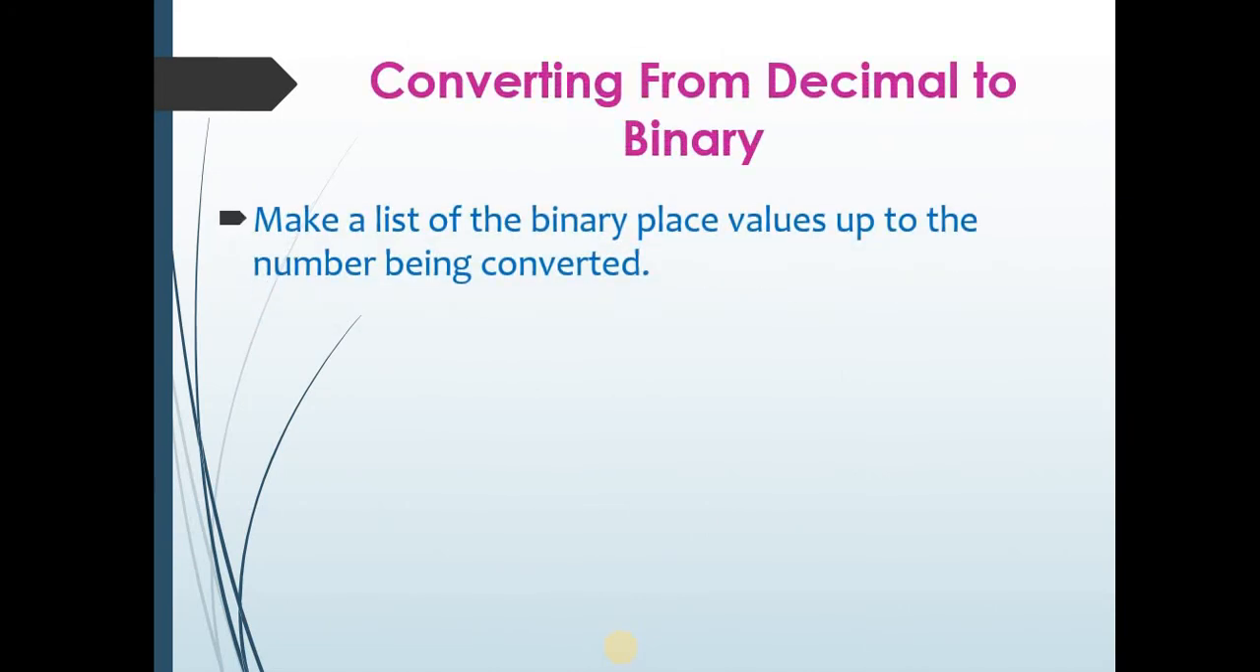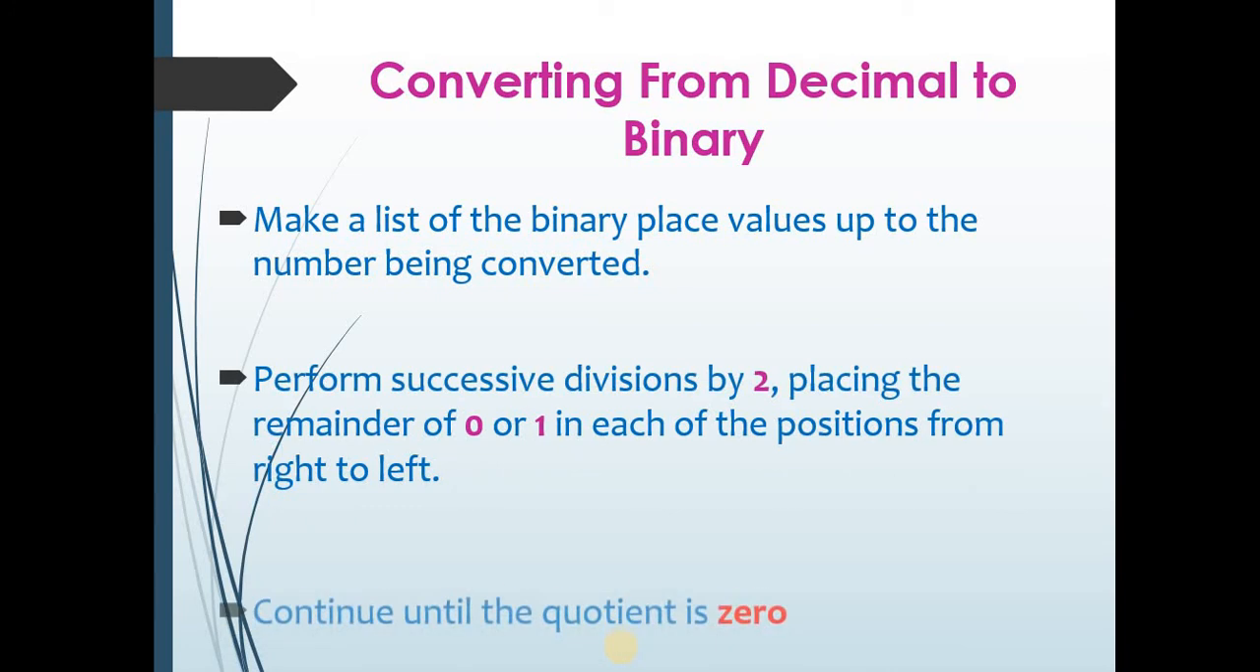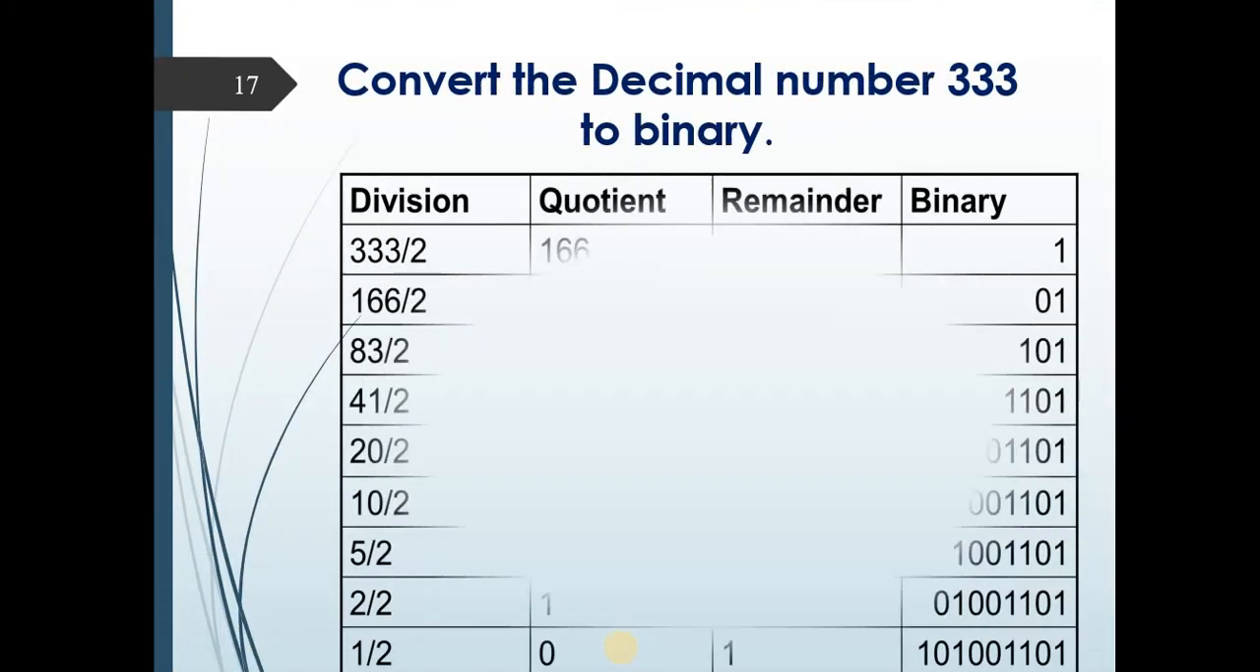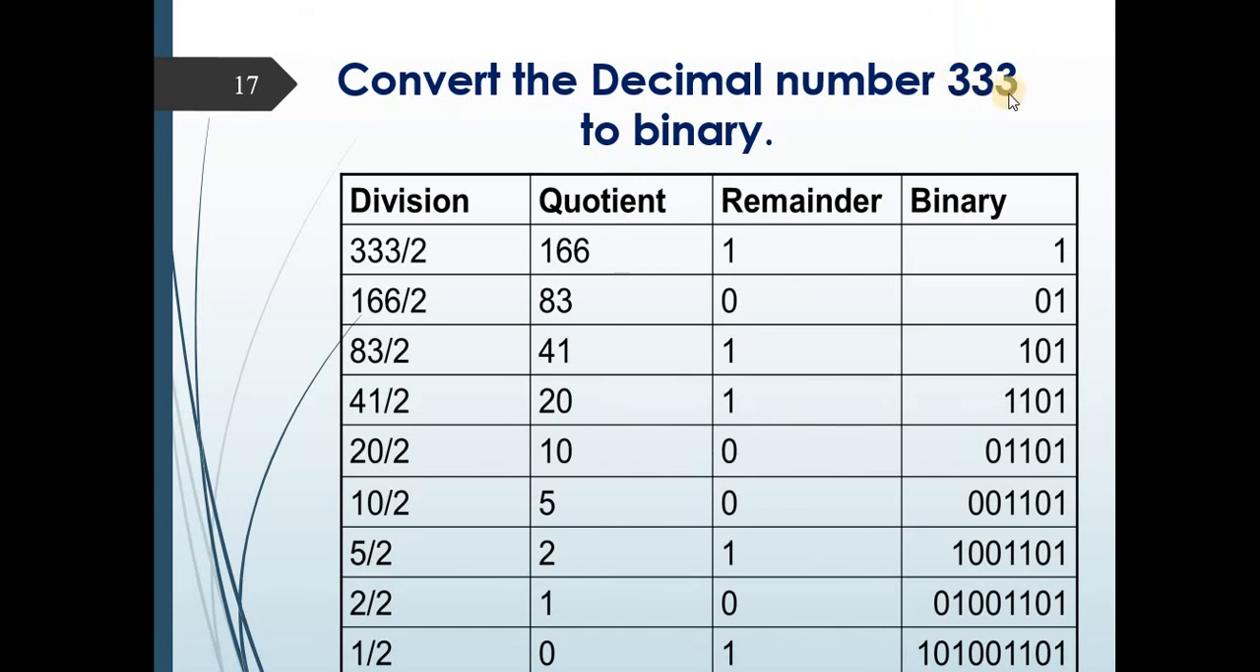Now we are going to convert decimal into binary. How can we do it? Simply we will divide. For example, we are going to convert 333 into binary. I will first divide 333 by 2. I get 166 as the quotient and the remainder is 1. I keep the remainder at the side, and then again I will divide 166 by 2.